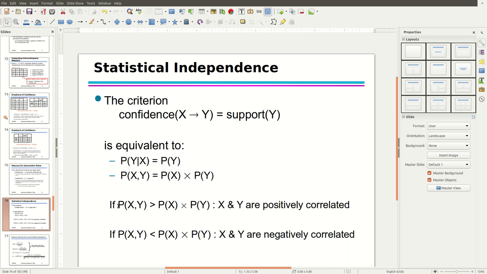So if the probability of XY is greater than the multiplication of the individual probabilities, then they are positively correlated. If it is less, then they are negatively correlated. Right? So this is something to keep in mind. This will also show us some correlation.